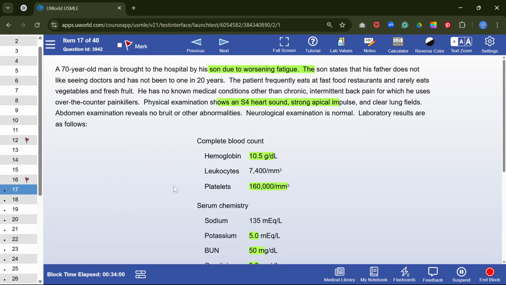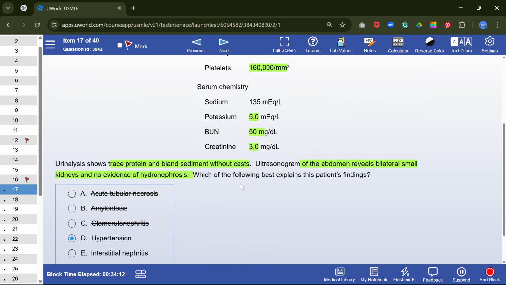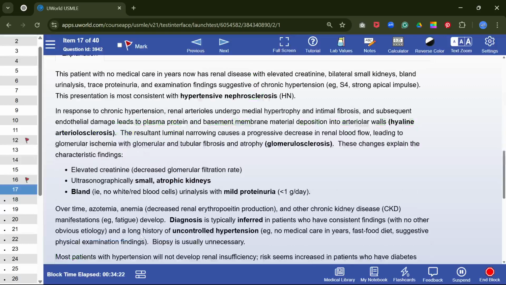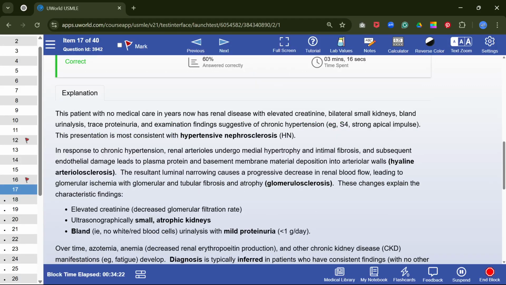S4 heart sound is from hypertension, left ventricular hypertrophy, isn't it? So what is our answer? Like why the creatinine and BUN are high? Proteinuria and bilateral small kidneys. So chronic hypertension can cause small kidneys. Yes.